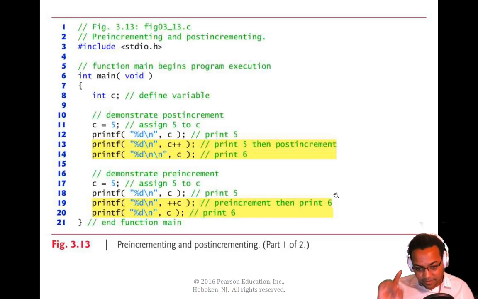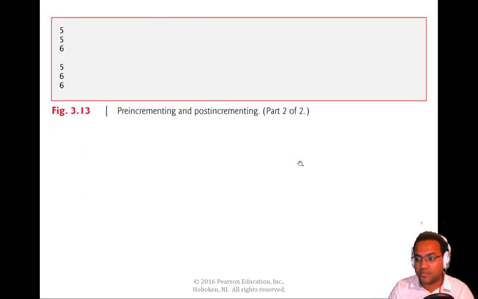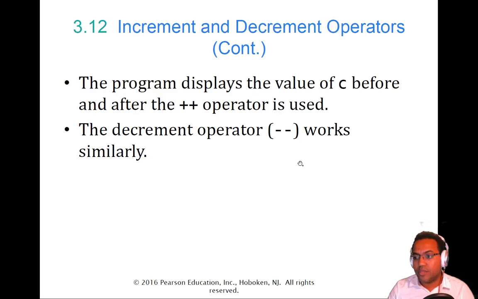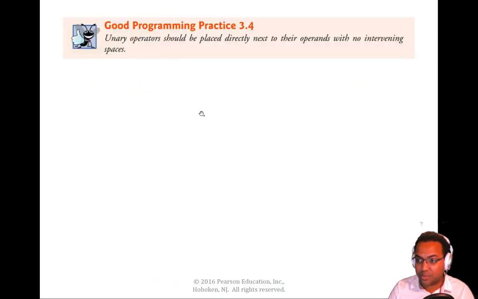Just know that variable plus plus is a post increment. It increments after the expression is run, which is actually what you want in most situations. The program displays the value of C before and after the plus plus operator is used. And I'm not going to confuse you guys anymore.